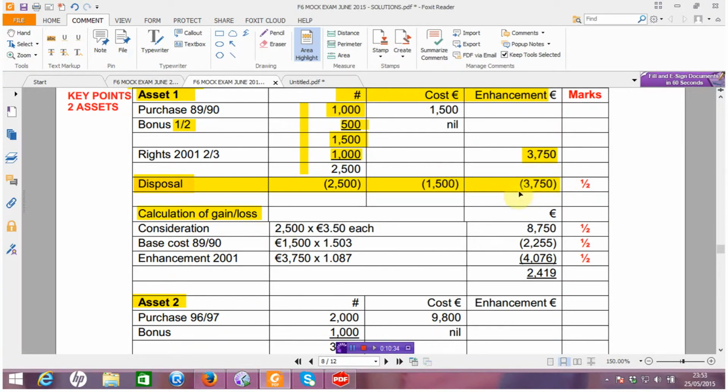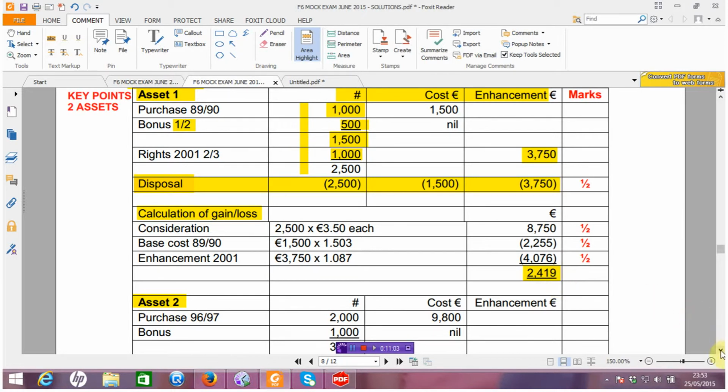So we stripped out everything, so we're going to include them. And obviously bear in mind that the indexation for the enhancement will work from that rights date rather than from the base cost date. Base cost indexation is, as you would expect, right back down to 89.90. Okay, so all that we have here then is deductions for the base cost and the enhancement, obviously inflated for inflation, and there's our gain there, 2,419.